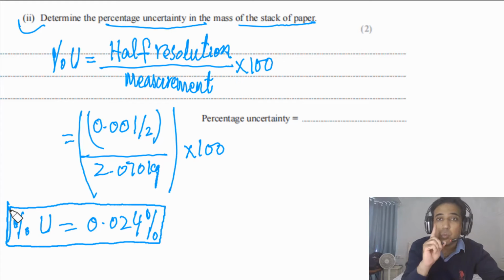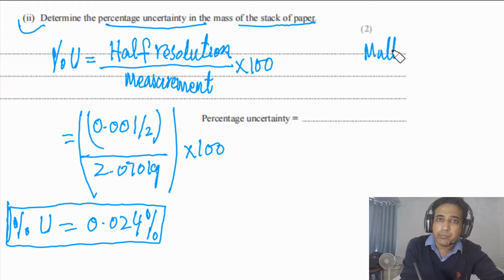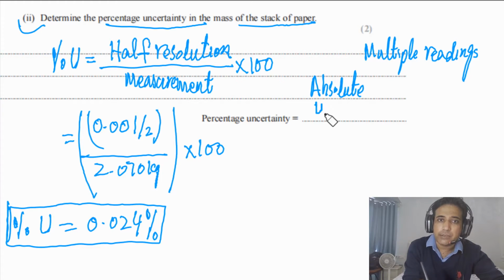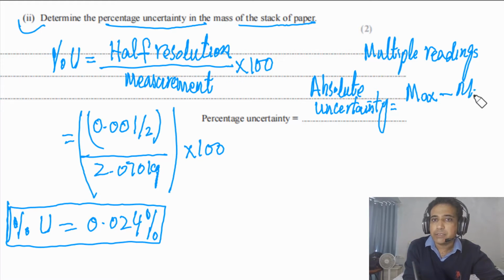If we have taken multiple readings, or multiple measurements, how to calculate absolute uncertainty? This is the first thing you need to understand. We use the half range method: you take the maximum reading minus the minimum reading, simply the range, divided by 2. So this is the half range.